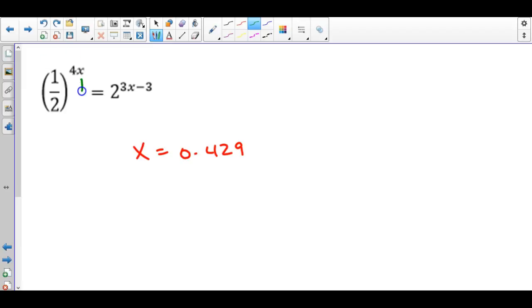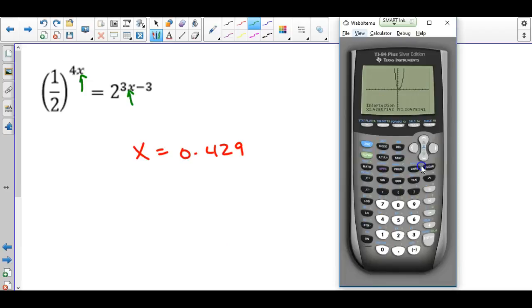And just to show you again, what we really could do if we wanted to check our answer is substitute that value in for x. I'm going to do that just to make sure that this process does work. So I could take 0.5 to the power of 4 times that answer that we got, which was 0.429. And I'm going to get this number. So this represents the left-hand side of my equation. The right-hand side would be 2 to the power of 3 times that number, which our answer was 0.429.